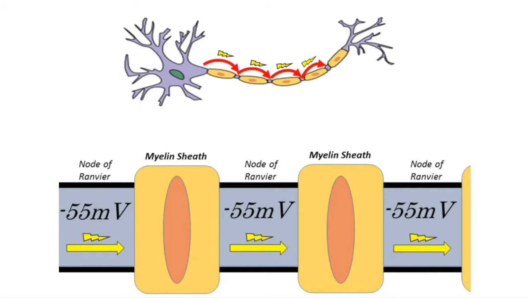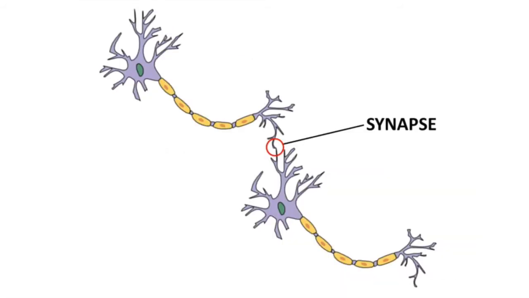So this type of jumping signal is known as saltatory conduction, and it serves to drastically accelerate the speed with which an action potential can travel along an axon, because essentially there's a lot less ground for the signal to cover. Now eventually the action potential is going to reach the terminal button, and to see what happens next, we need to zoom in now to the synapse.